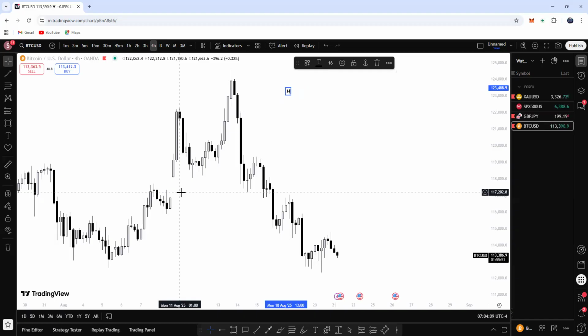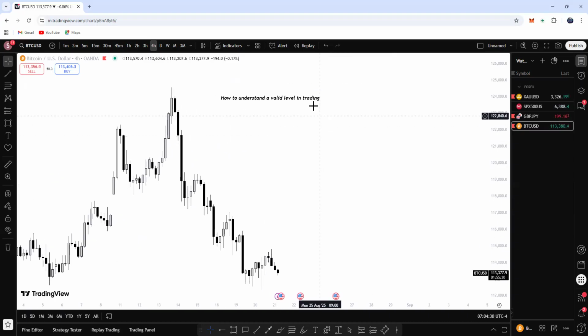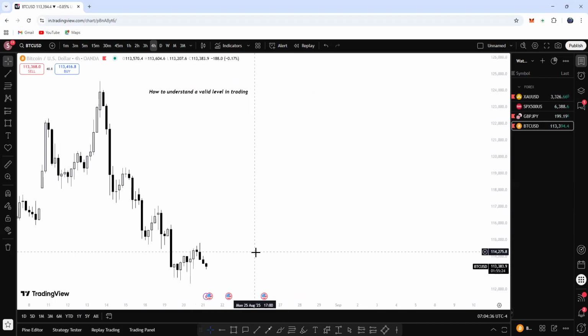How to understand a valid level in trading.